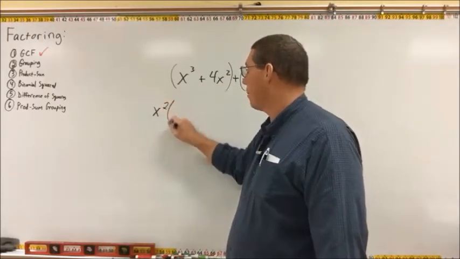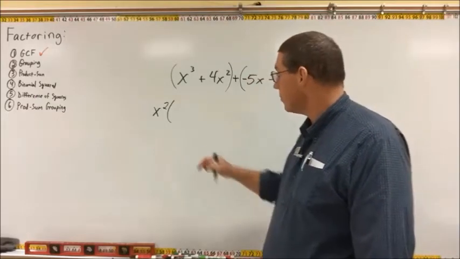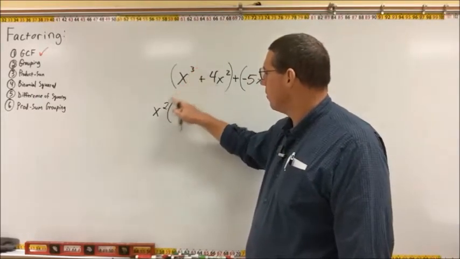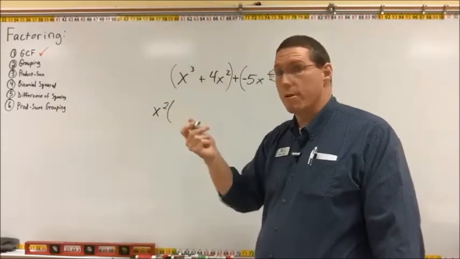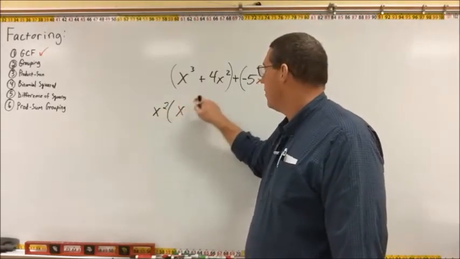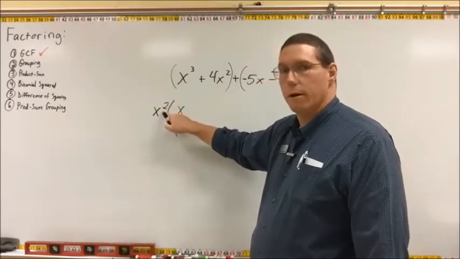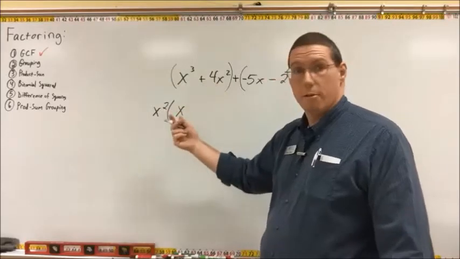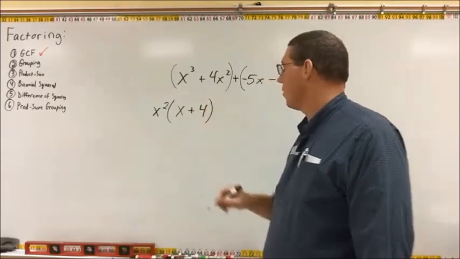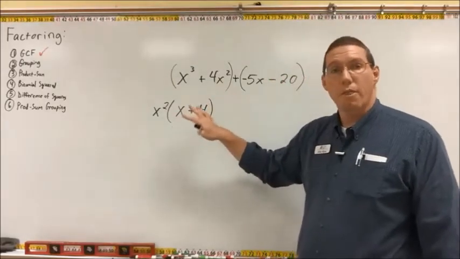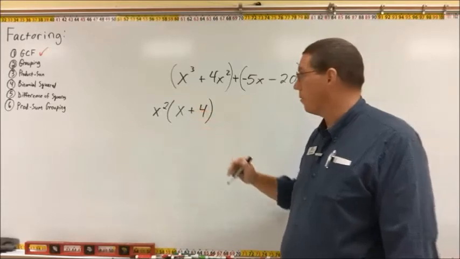And so now I'm going to put my parentheses, like I always do with the greatest common factor division. What is x to the 3rd power divided by x to the 2nd power? Well, 3 minus 2 is 1, so it's x to the 1st power. And then what is 4x squared divided by x squared? Well, the x squares cancel and all we have left is 4. So now I'm going to put plus 4 and close the parenthesis. I am now done with that group. Once I take the greatest common factor out of a group, I'm done with that group.